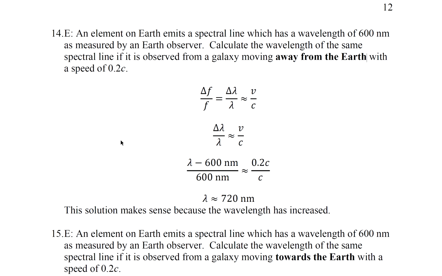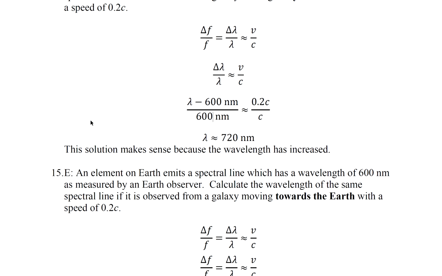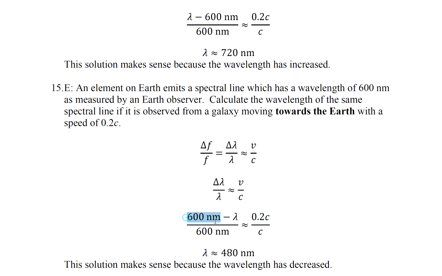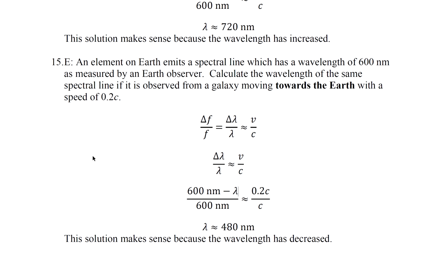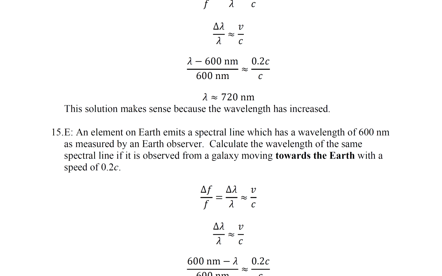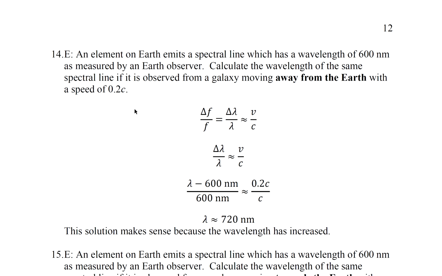So you see in question 14 it's lambda minus 600. In 15, it's 600 minus lambda. So that was switched. Now if we're moving towards the Earth, we should have a decrease in wavelength. And that's what we got. The solution makes sense because the wavelength has decreased. While in 14, the solution makes sense because the wavelength has increased, because we're moving away from the Earth.